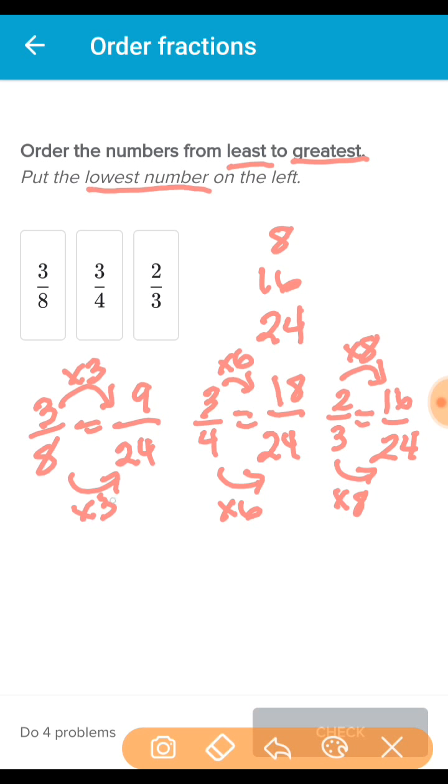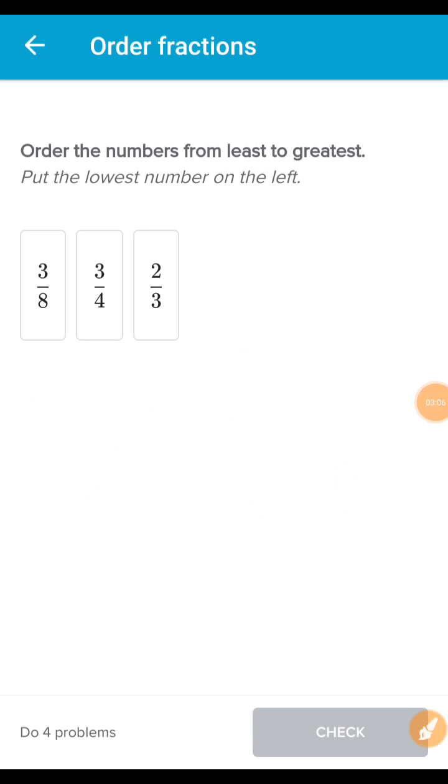So now I can see that since the denominators are all the same, 9 over 24, 18 over 24, and 16 over 24, all I have to do is put them in order from least to greatest by the numerators. So 9 is the least, 16 would be next, and 18 would be the largest. That would mean that 3/8 is first, 2/3 is next, and 3/4 would be last.